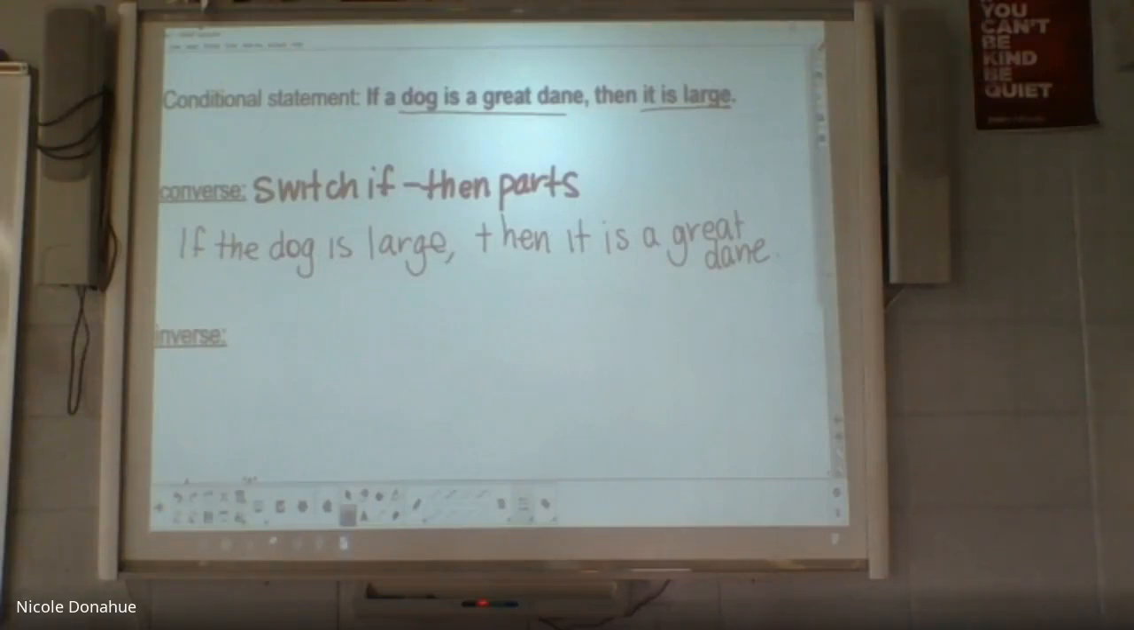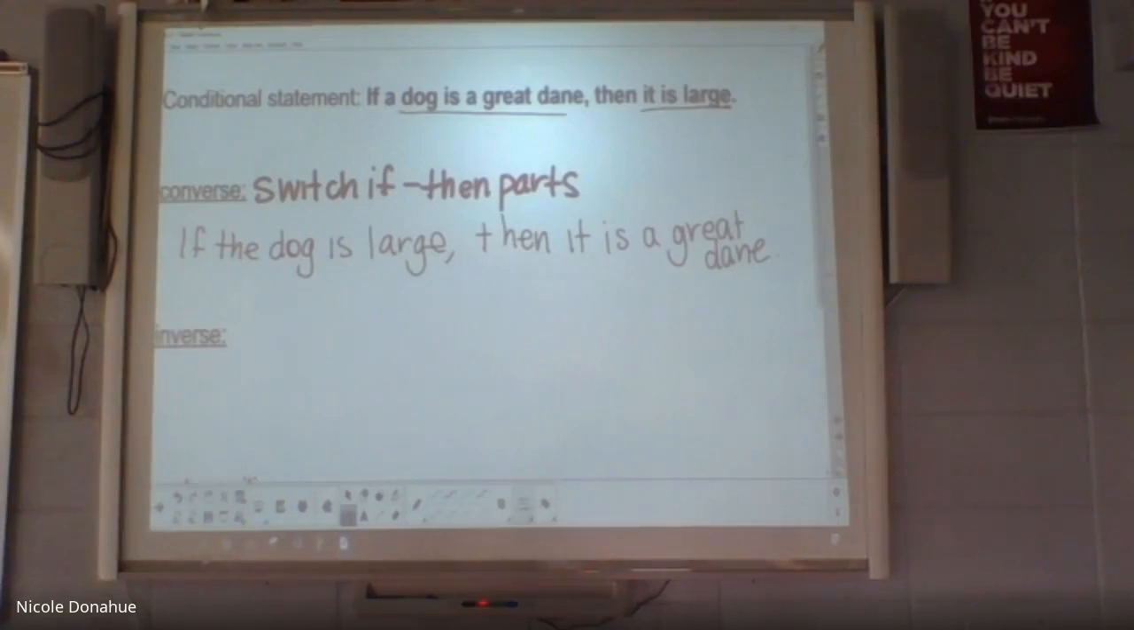Now you might say, wait a minute, I know large dogs that aren't Great Danes. So some of these statements might not be true. If the dog is large, then it's a Great Dane. That's not necessarily true. I don't know if you've met Mrs. Weeks yet. She's got one of those giant mastiff dogs. He's like this big moose of a dog.